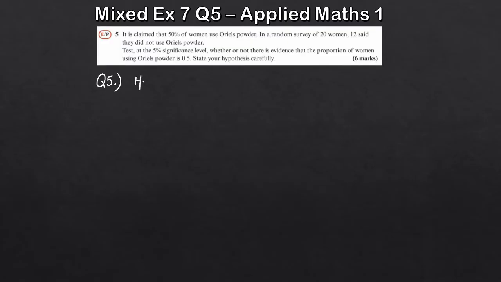You know, there's not much to them. So H0, so that's P, is equal to the probability 0.5.